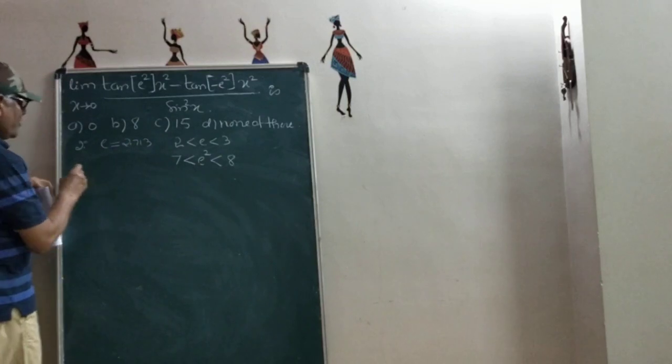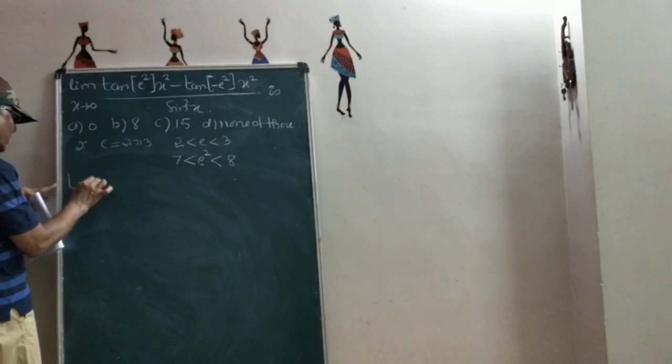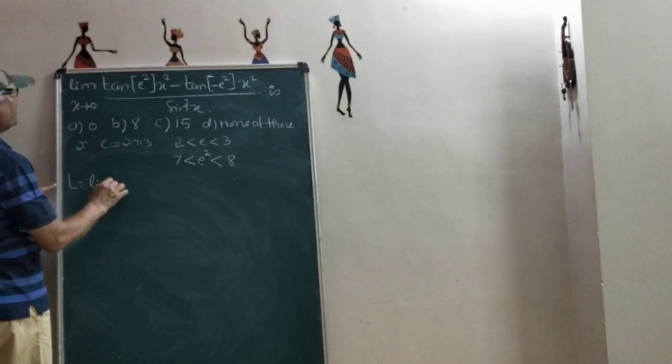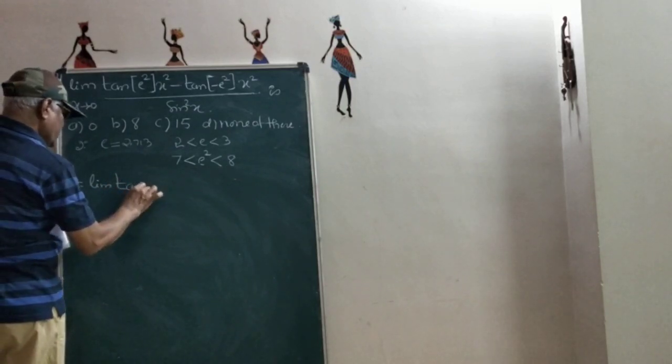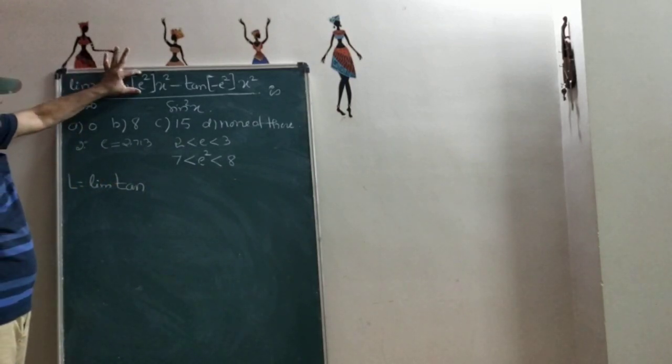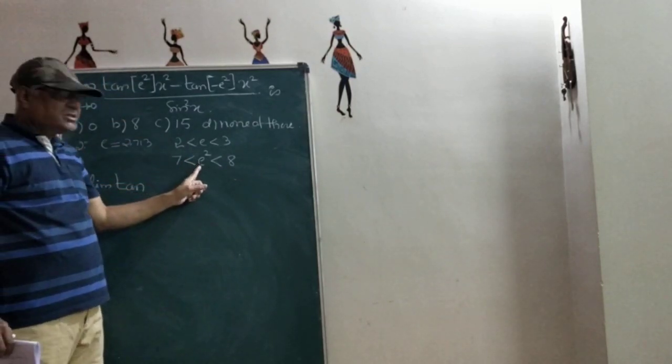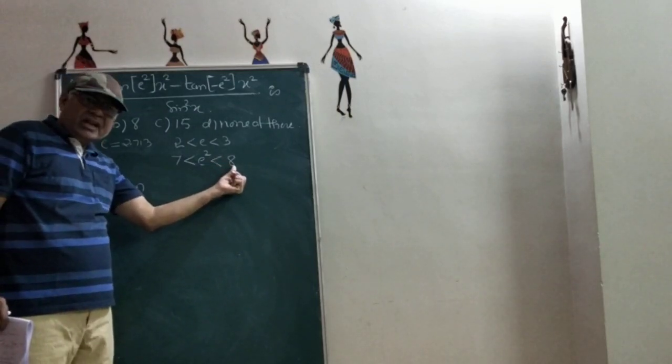So that means with this, L equal to limit of tan of, now let me substitute this value. E square, what is e square? It is an integer less than 8.